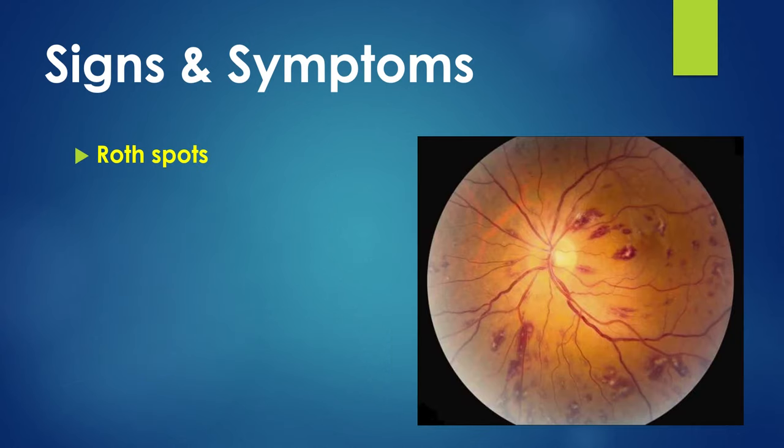The first one is going to be Roth spots, which are round retinal hemorrhages with pale centers. This is a very good example of one here. So in that vignette with the fever, the IV drug user, the new heart murmur, they may give you something like this, and they're going to be alluding to Roth spots, and they're going to be alluding to bacterial endocarditis.